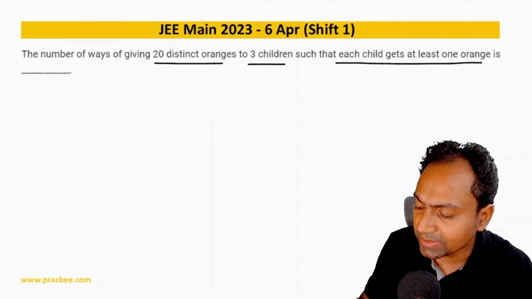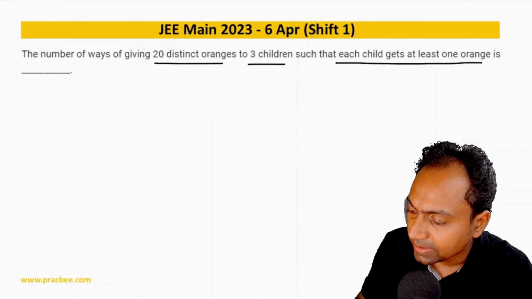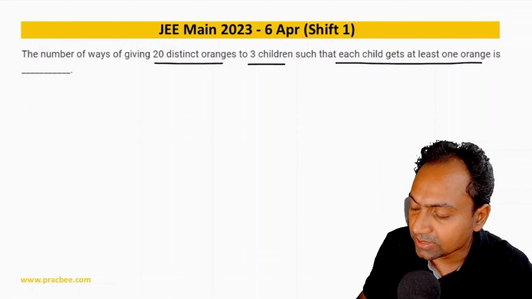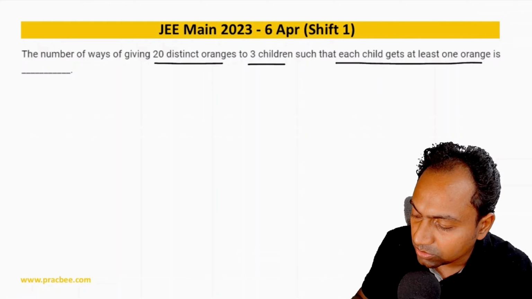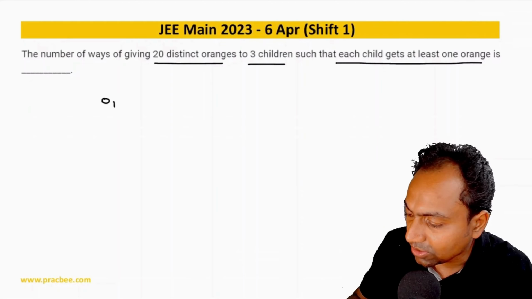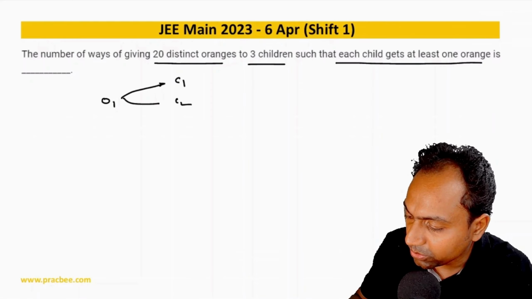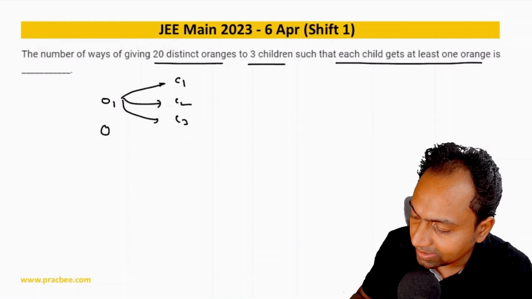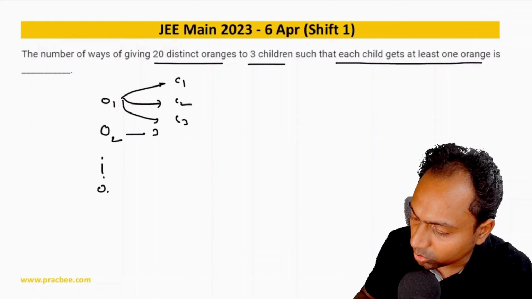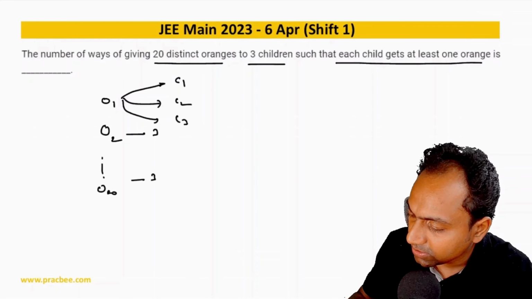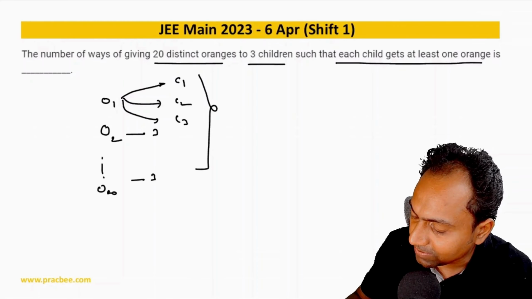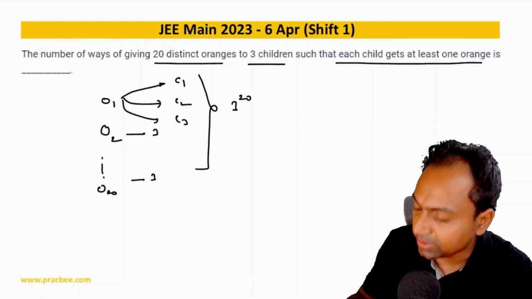So the total ways of distributing 20 distinct oranges to 3 children would be, so each orange, let us say this is orange 1, will have 3 options: child 1, child 2 and child 3. Similarly, the next one will also have 3 options, and like this, all 20 oranges will have 3 options. So total number of ways are nothing but 3 raised to the power 20.